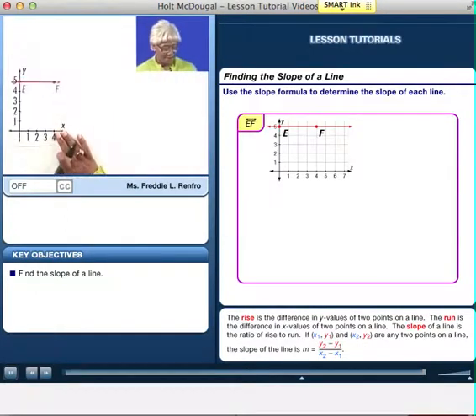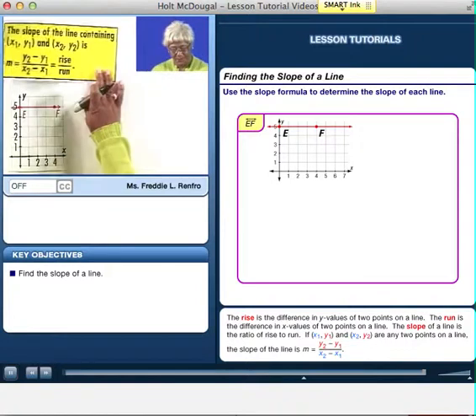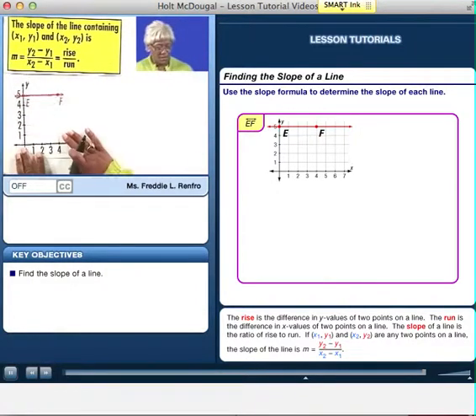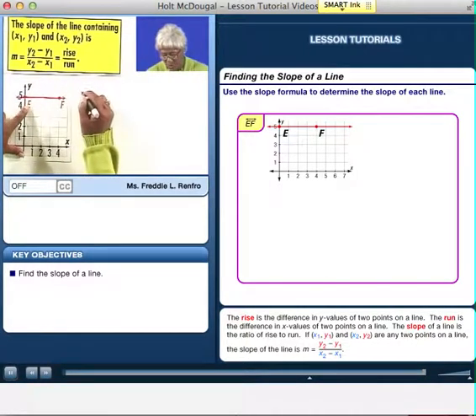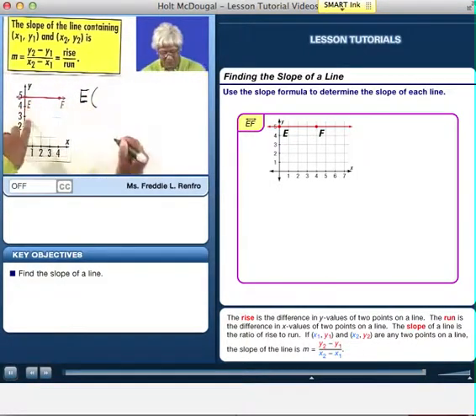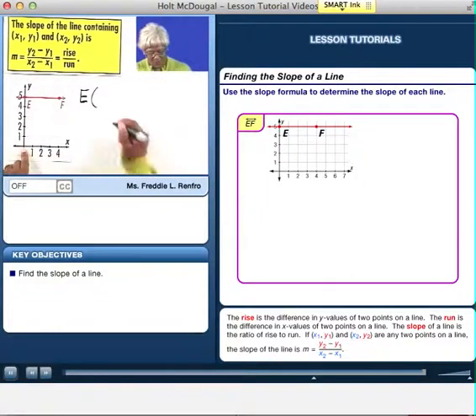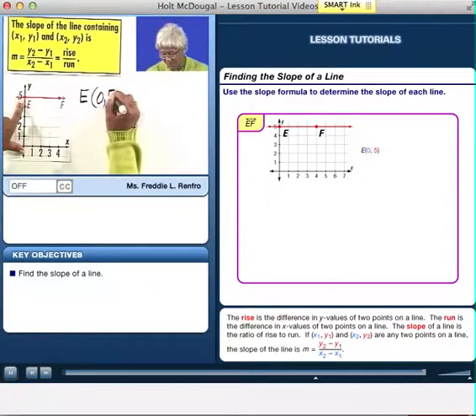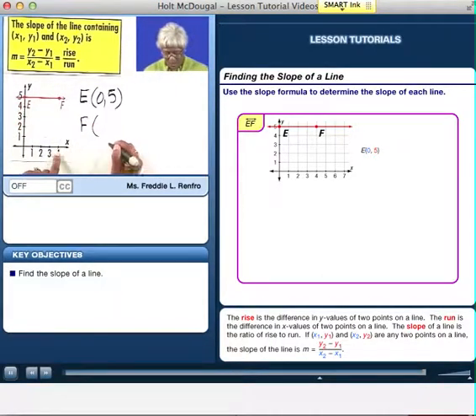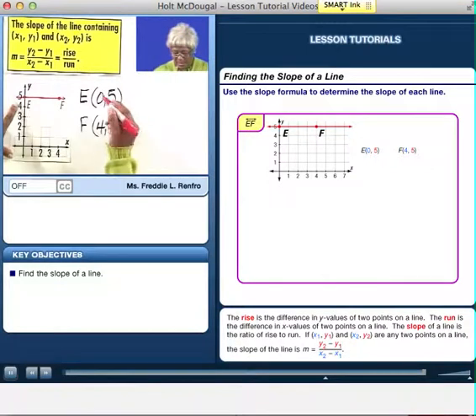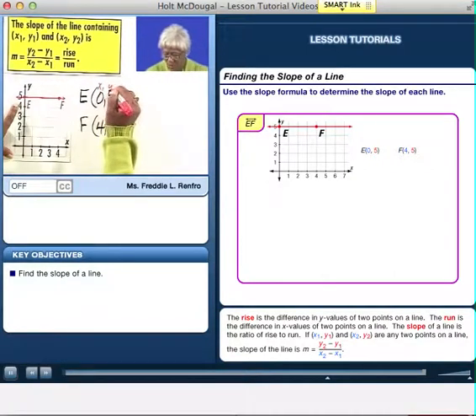Let's look at EF. I'll put this up here. Line EF, the coordinates for point E are 0, 5, and the coordinates for point F are 4, 5. Notice this is a horizontal line parallel to the x-axis. Let's call this x1, y1, x2, y2.